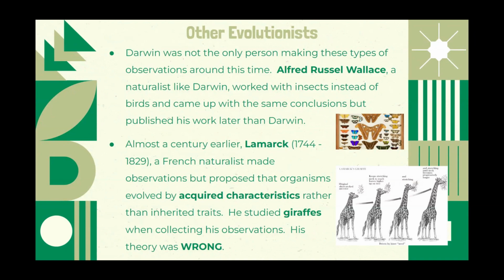Now, there was a man that also proposed a type of evolution. His name was Lamarck. He came before Wallace and Darwin by almost a century. And his theory said that organisms evolved via acquired characteristics. And we've talked about acquired characteristics. Acquired characteristics are those traits that you get after you're born, or you develop after you're born. You acquire them through life. You're not born with them. You're not inheriting them from your parents.